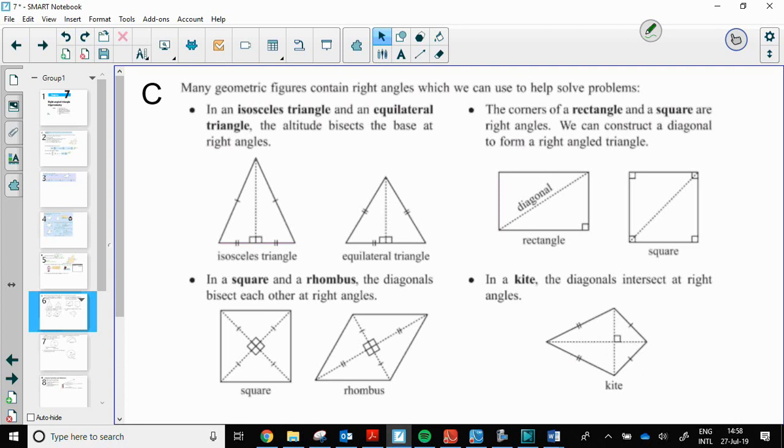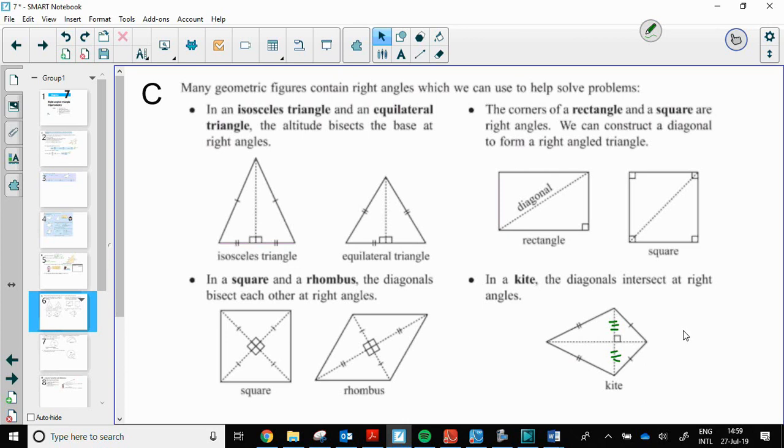In a kite, we have perpendicular diagonals, but they're not going to bisect each other. In this one, that particular diagonal is bisected, but the other one clearly is not.